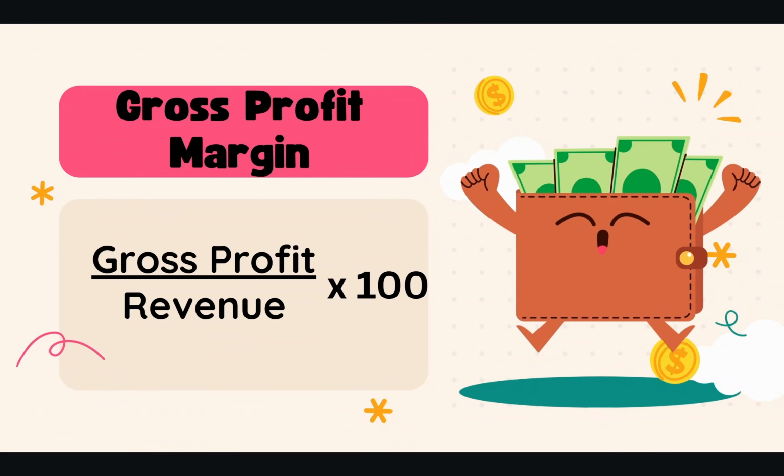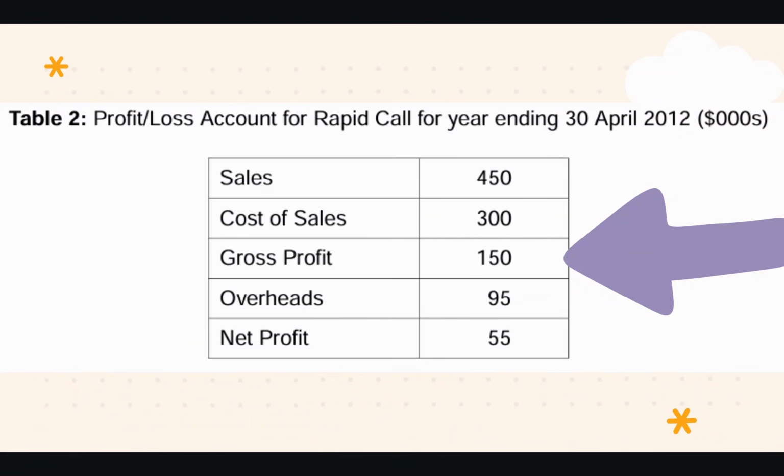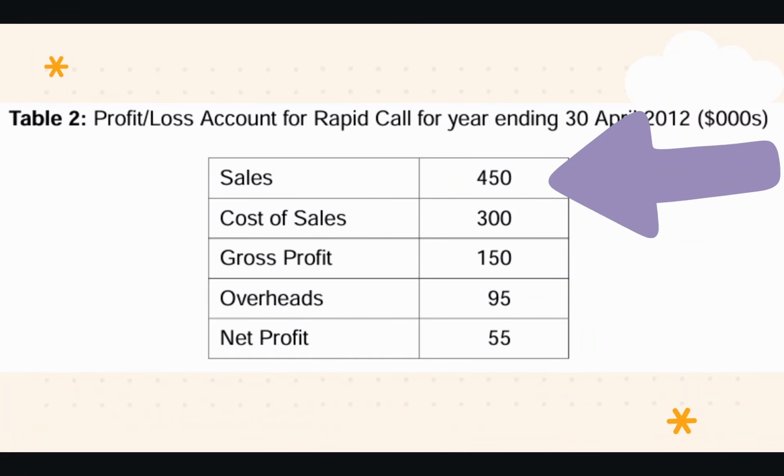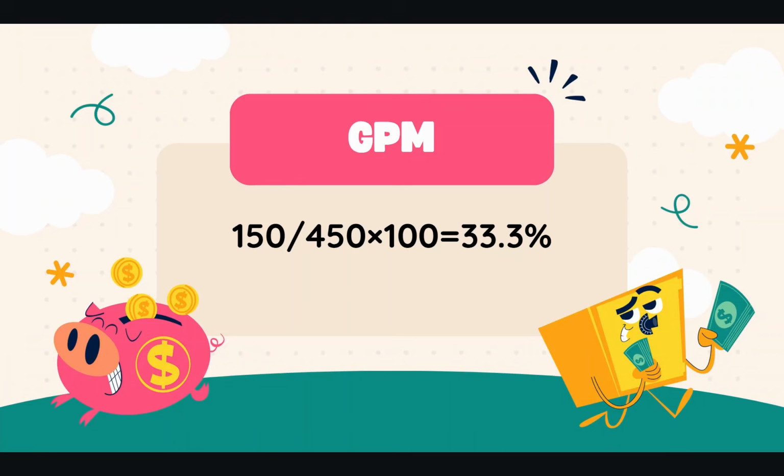Here's our formula again. Let's plug it in. Gross profit is 150,000 and our sales is 450,000. 150,000 divided by 450,000 times 100 gives us 33.3%. Gross profit divided by our sales or our revenue. Sales and revenue are the same thing.